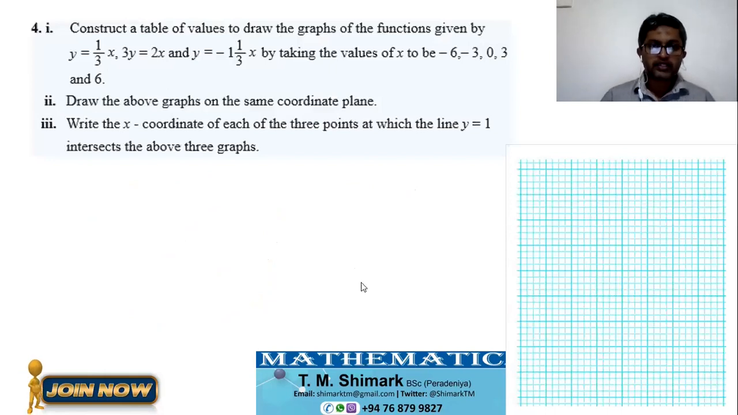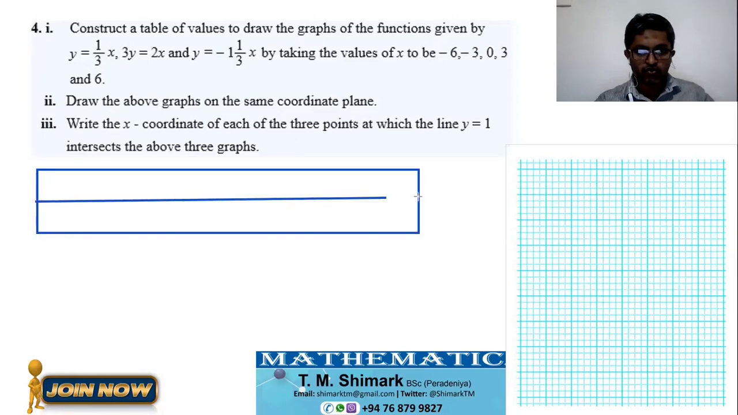Construct a table of values to draw the graphs of the functions given by the 3 equations they have given, by taking the values of x to be minus 6, minus 3, 0, and so on. Draw the above graphs on the same coordinate plane, right? So we shall check and get the coordinates done for the 3 equations. They told us to draw a table, taking the values x equals these things.